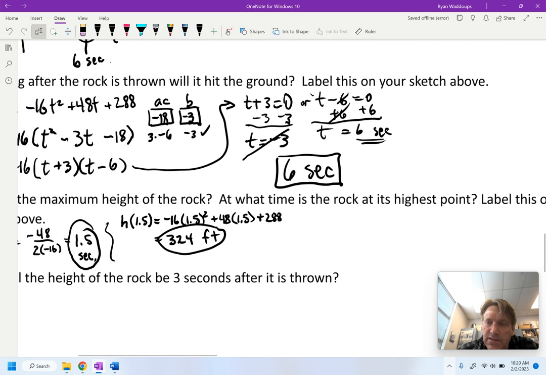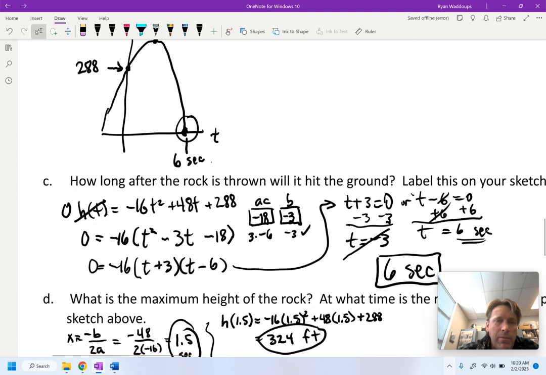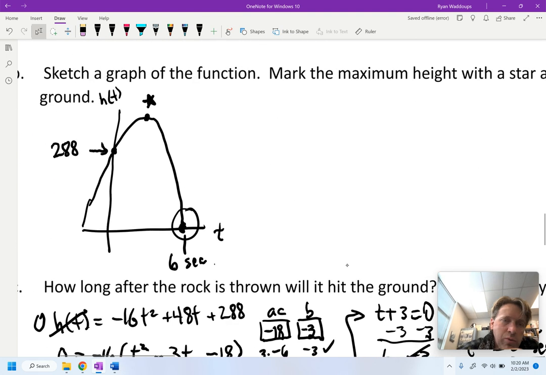And then it says to label this on your sketch above. So we go back up here. And this point right here is at 1.5 seconds, and it's 324 feet.